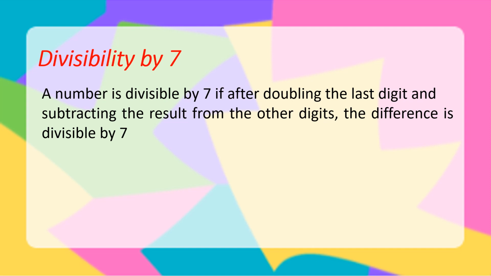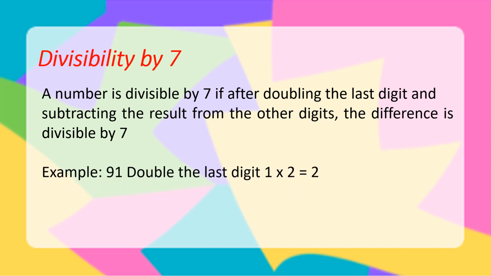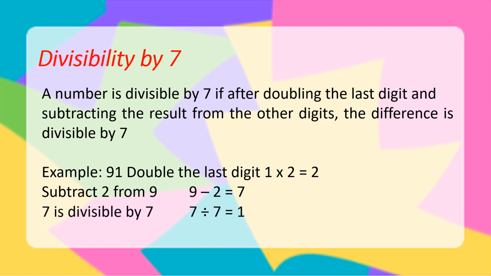their difference is divisible by 7. Let's have 91. It says that all we have to do is double the last digit, which is 1, and that will give you 2. Then, subtract 2 from 9, and 9 is the remaining digit. So, 9 minus 2 is 7. 7 is divisible by 7. When you divide 7 it will give you 1.